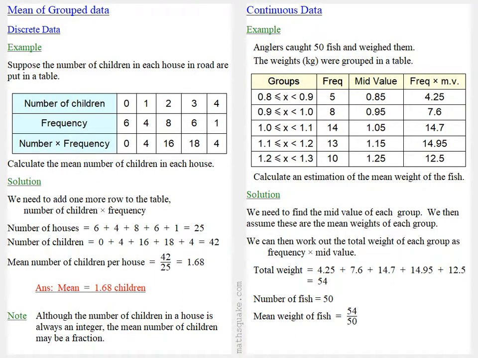So the mean weight is the total weight of the fish, which is 54 kg, divided by the number of fish, which is 50. And that gives us 1.08. So the mean weight of all the fish is 1.08 kilograms. It's important to remember that this is only an estimate because we don't know from the table the exact weights of the fish, but it is a very accurate estimate usually.